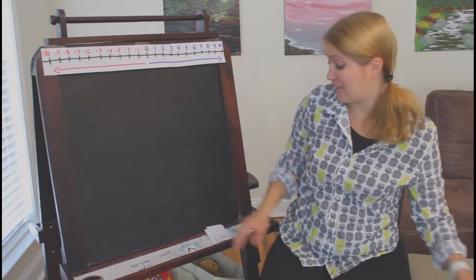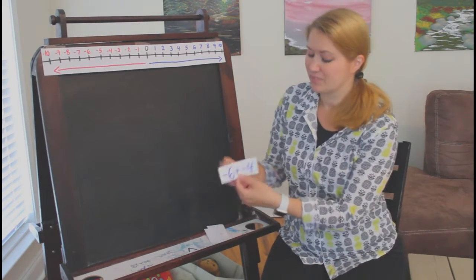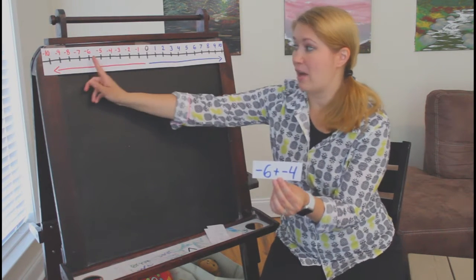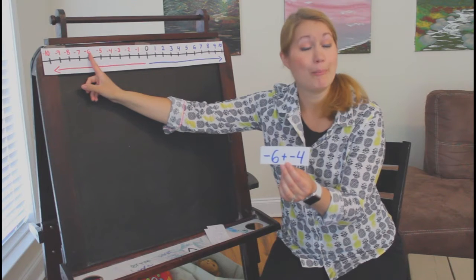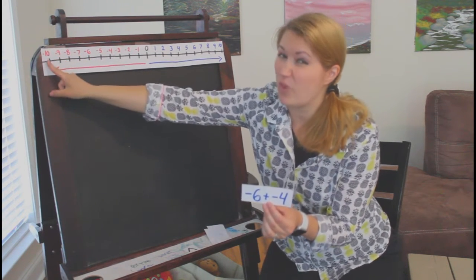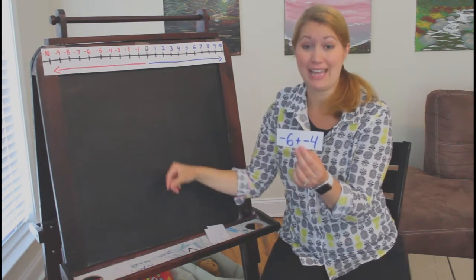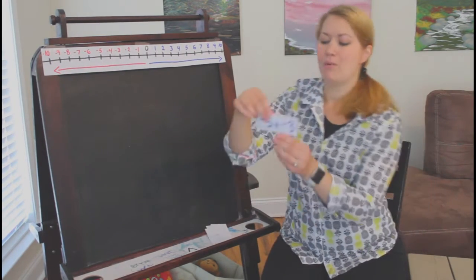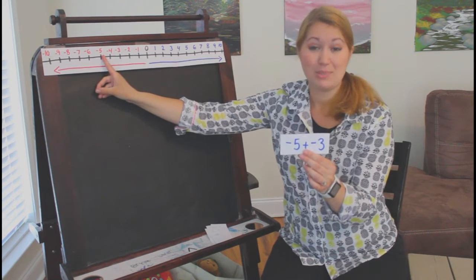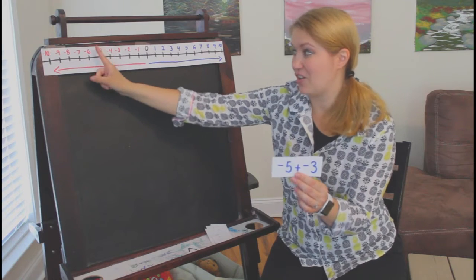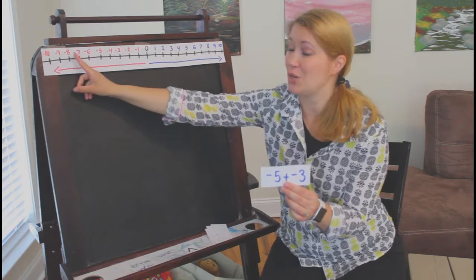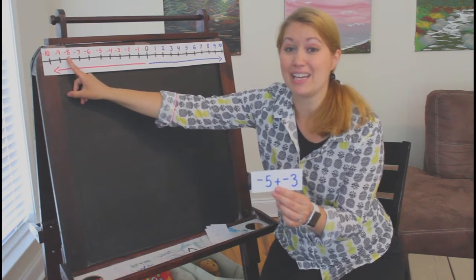You may have been able to do that in your head as well. -6 and -4. Start out where -6 is. Count backwards 4 more spaces. 1, 2, 3, 4. We get -10. What about this one? -5 plus -3. So start at -5, count backwards 3 more spaces. 1, 2, 3, so that we get -8.